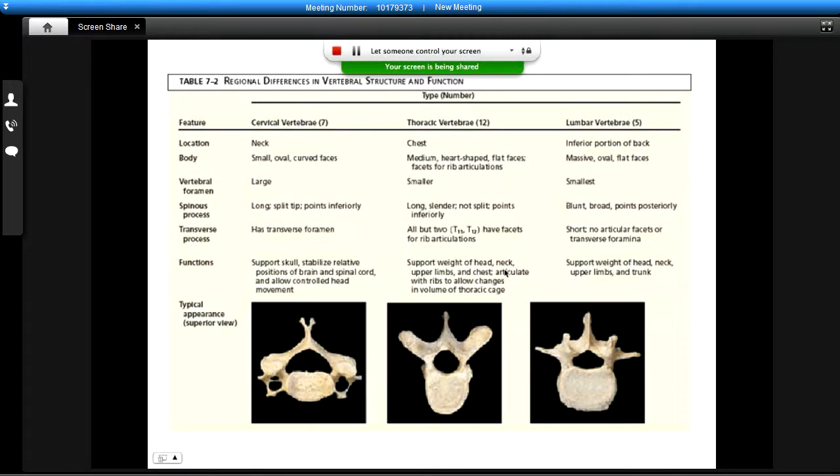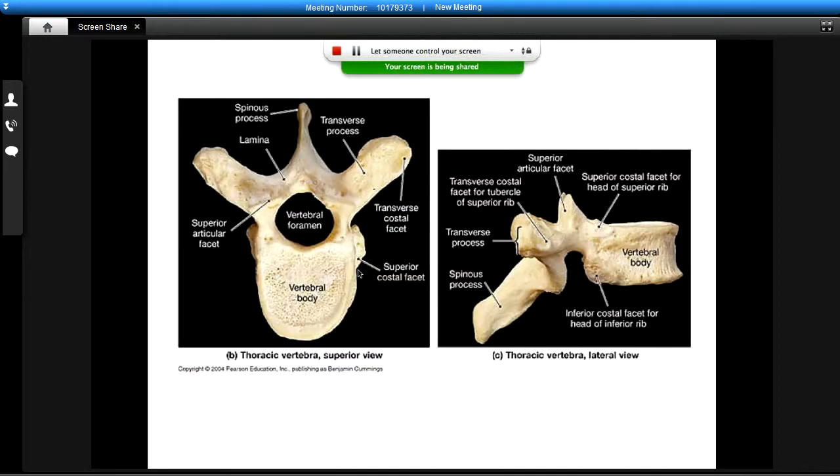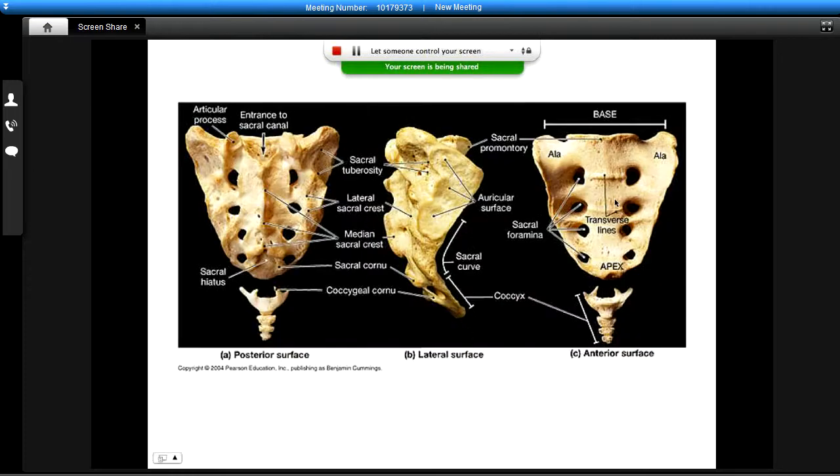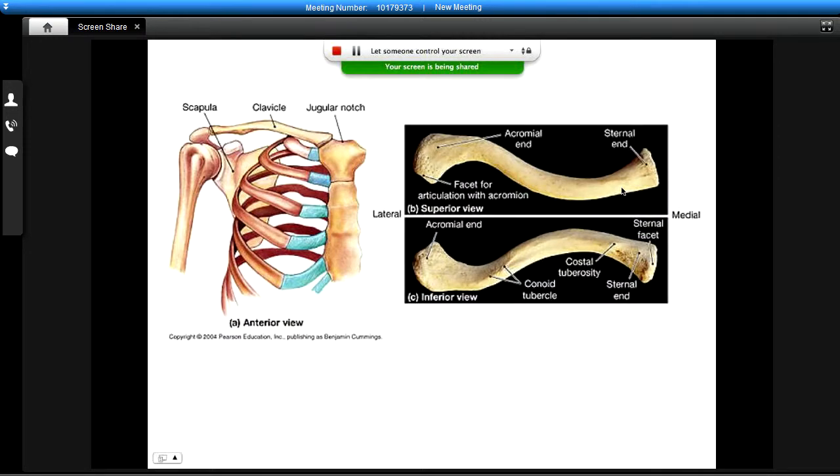This illustration is out of your textbook and also gives the features of each of the different vertebrae, the cervical, the thoracic, and the lumbar vertebrae, and you should be familiar with this table. Here's a good picture illustration, again, out of your textbook, of the sacral bone, the coccygeal bone. You should be familiar with their structure.